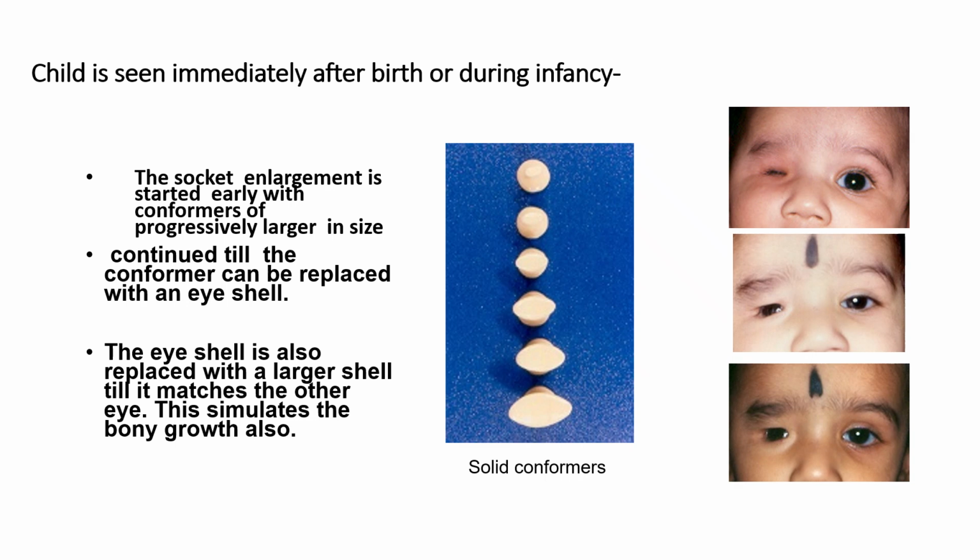The socket enlargement is started early with conformers progressively larger in size, continued till the conformer can be replaced with an eye shell. The eye shell is also replaced with a larger shell till it matches the other eye. This simulates the bony growth also.